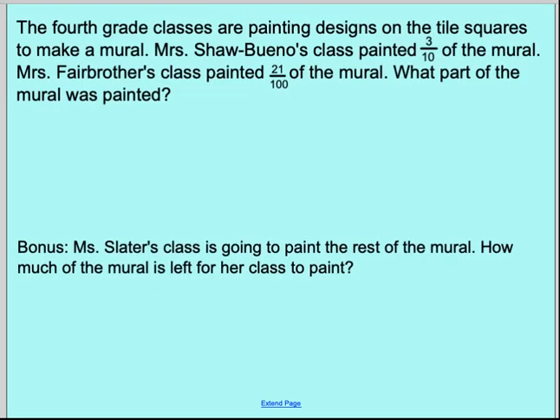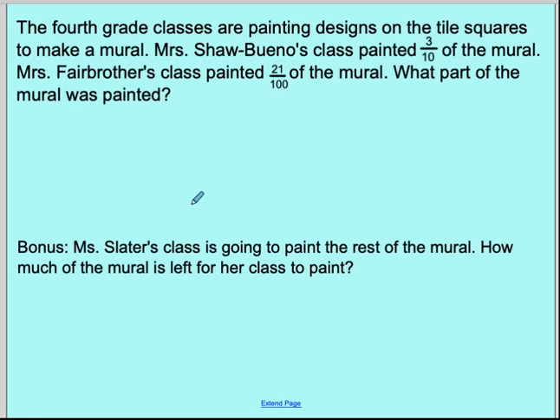All right, next up, kids, we've got a story here. And I want to say hi to everybody at Grandview. Hi, everybody at Grandview. We've got Mrs. Shaw Bueno, Mrs. Fairbrother, and Miss Slater making up that awesome team at Grandview. So hi, everybody. The 4th grade classes are painting designs on the tile squares to make a mural.